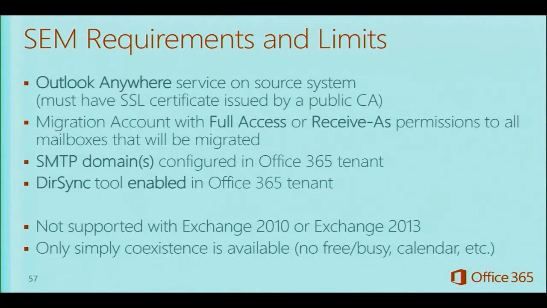So to do a staged migration, there are some requirements. We actually use Outlook Anywhere to migrate the data. So what that means, of course, is you have to enable Outlook Anywhere, or in the case of Exchange 2003, you have to enable what we called RPC over HTTP in order for you to do the migration. And in addition, because it is using Outlook Anywhere, it's really RPC over HTTPS. And because it's SSL secured, that certificate has to be issued by a public certification authority so that the cloud service has the ability to authenticate and validate that certificate.